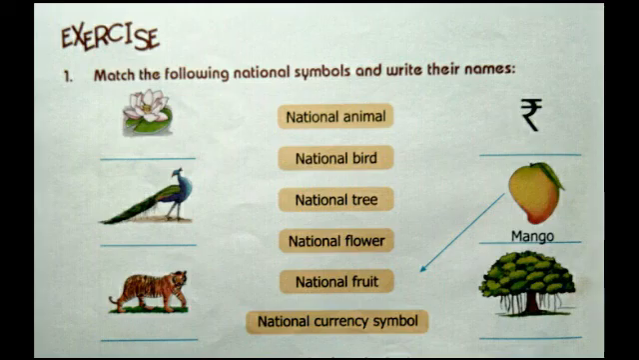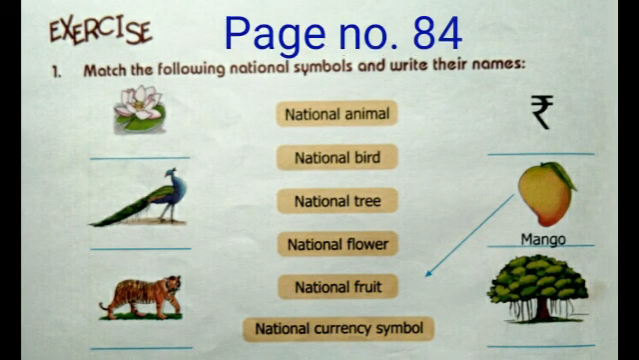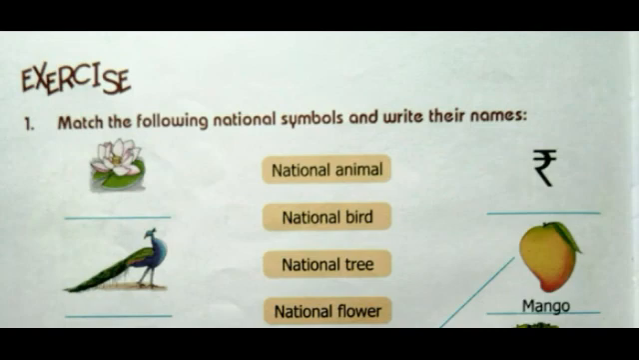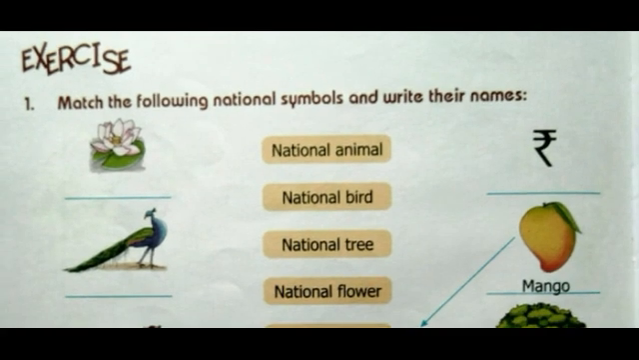Now, scholars, it's time to do some exercise given on page number 84. So, I would like all of you to open page number 84 of your EVS book. So, scholars, let's read the question first. Match the following national symbols and write their names. So, what we have to do in this question is, first we have to match the pictures given here with their national symbols, with their names. And then we have to write the names under the pictures also.